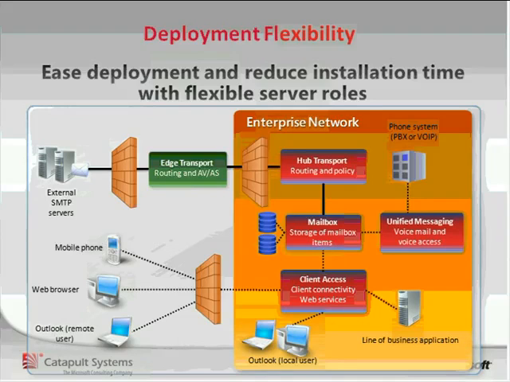More importantly, it's easy to take a role off of a server or add a role to a server as needed. If you're growing and you start off with a single server and you need to go ahead and separate out the client access and the hub transport, it's no longer a major migration issue. You simply stand up the new server with the client access and hub transport roles and remove them from your existing server.